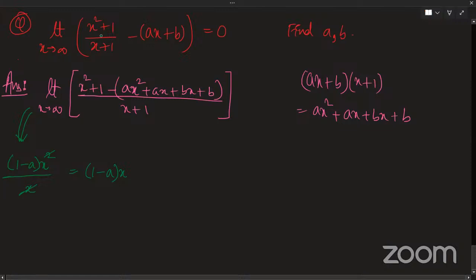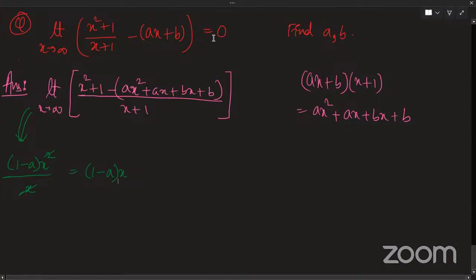So if x is tending to 0, where is 1 minus a into x tending to? Sorry, x is tending to infinity. I misplaced the question. If x is tending to infinity, where is 1 minus a into x tending to? It will go to infinity. But is my final value of the limit going to infinity? No, sir. It is going to 0.